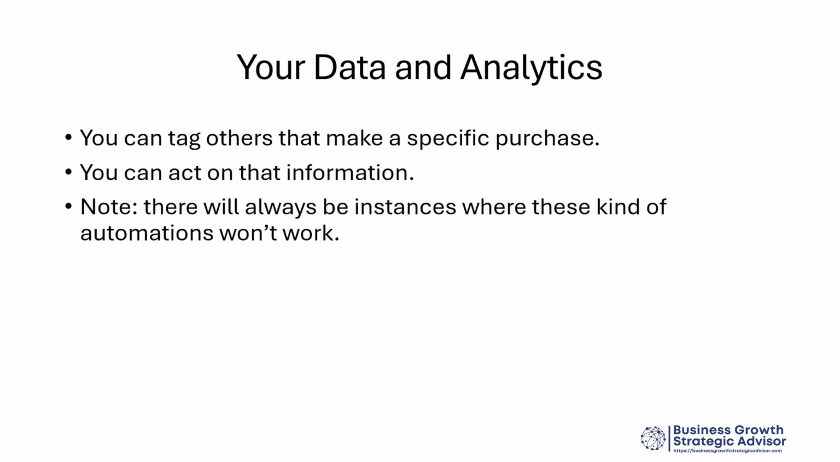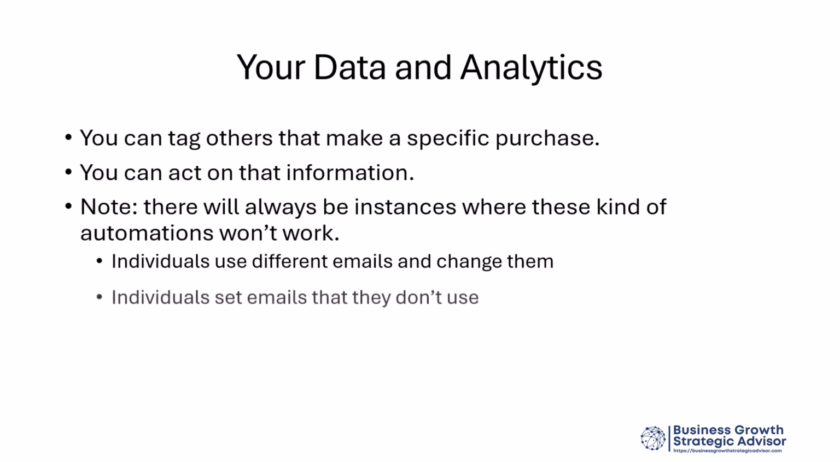Now it works to some degree, but there's no rhyme or reason to when the automation is not going to work for that. The reason for that is people use different emails, they change them, right? So they might use one email to purchase, and another email to access their stuff. So you may not have all the emails, so that might not work all the time.